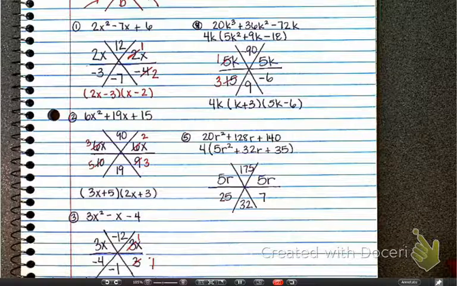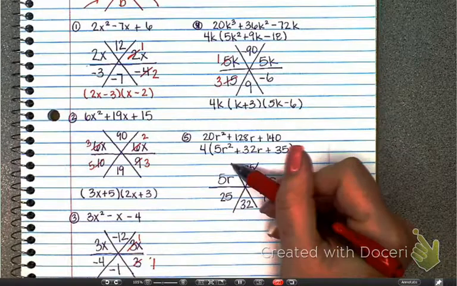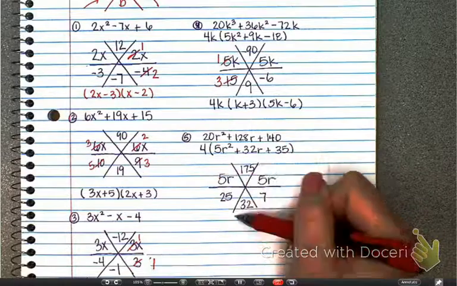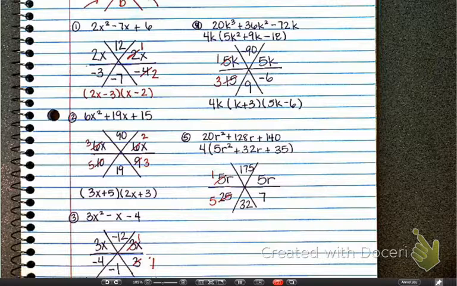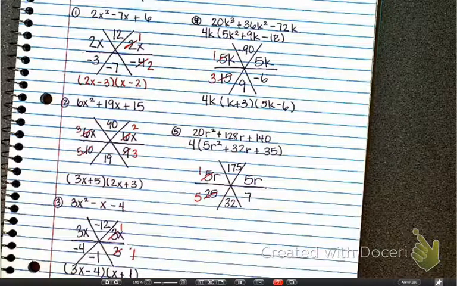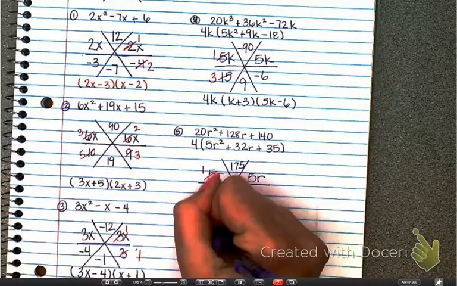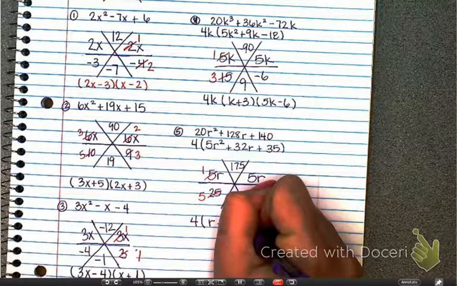Okay, so 25 times 7 is 175. 25 plus 7 is 32. This first fraction that I have, can I reduce it? By 5, right? Can I reduce the second one? Nope. So I'm going to keep the 4 out front, and I'm going to have r plus 5 and 5r plus 7.